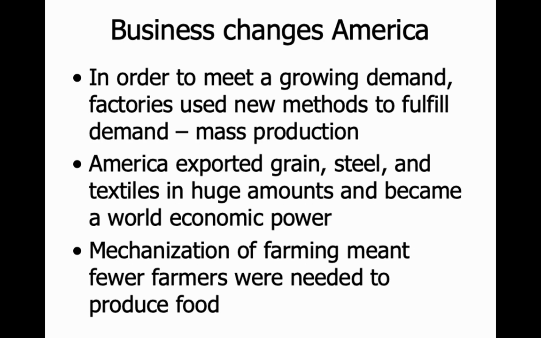I would make sure that you underline that because that's the outcome of this chapter. This chapter defines how the United States becomes an economic superpower. Mechanization of farming meant that fewer farmers were needed to produce food. And that will be one of the things that we'll look at in our next chapter, that all of these people that lived on family farms are now no longer needed.